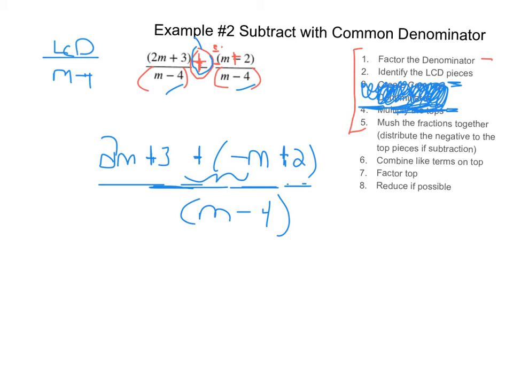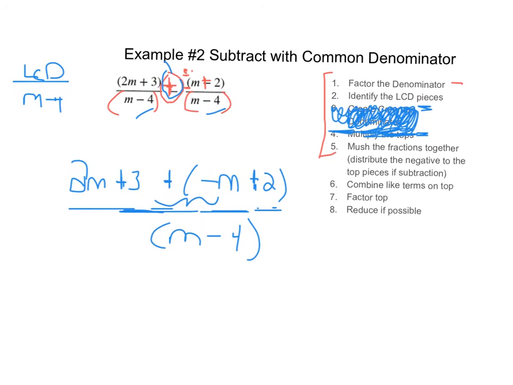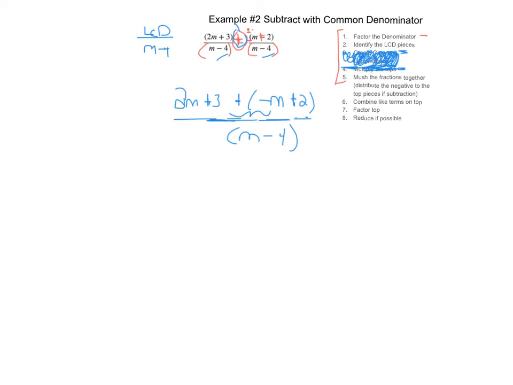Okay, so now we've mushed the fractions together. I'm going to shrink this a little bit here, move it up so I have more work to do. Now at this point, combine like terms. So here we go. 2m minus m is just m. 3 plus 2 is plus 5. Over the divisor, and again I'm going to put this in parentheses, of m minus 4. So it looks like an m, kinda, sorta. Okay, so now it's combining like terms.